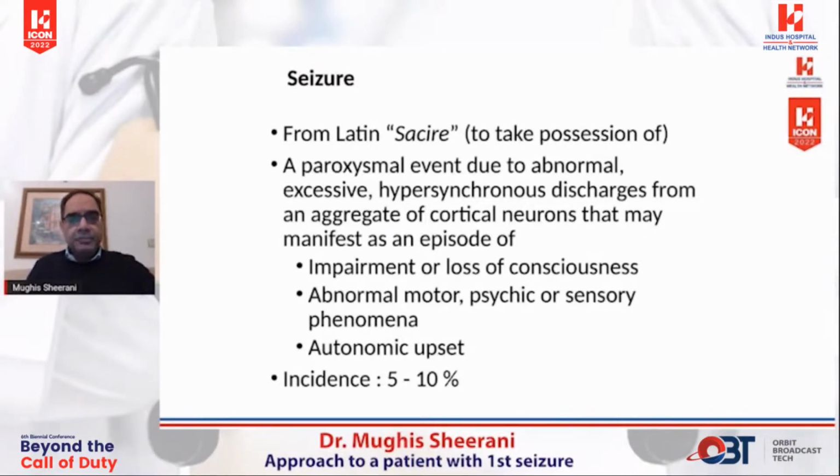So what is a seizure? Seizure comes from a Latin word called sacire. Sacire means to possess, and people used to think about possession by demons, and so this comes from that. But in neurological terms, it is a paroxysmal event due to abnormal, excessive, hypersynchronous discharges from an aggregate of cortical neurons that can manifest in several ways, like loss of consciousness. It could be due to motor or psychic or sensory symptoms, or sometimes autonomic phenomena like blood pressure going up and pulse going up. The incidence overall is about 5 to 10% in the world.